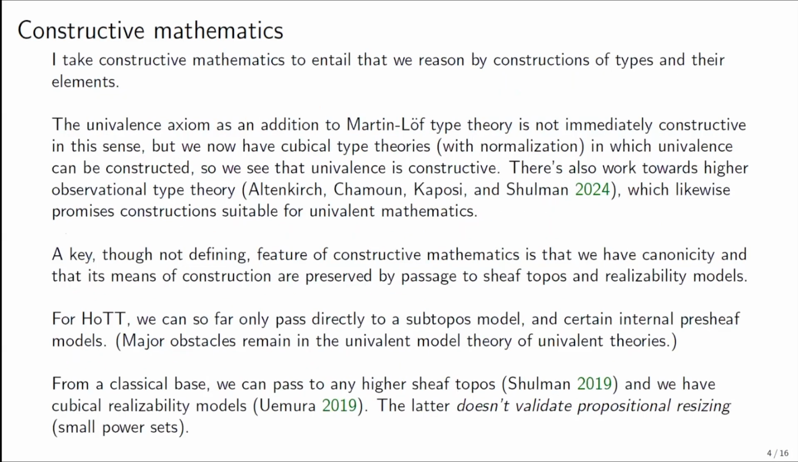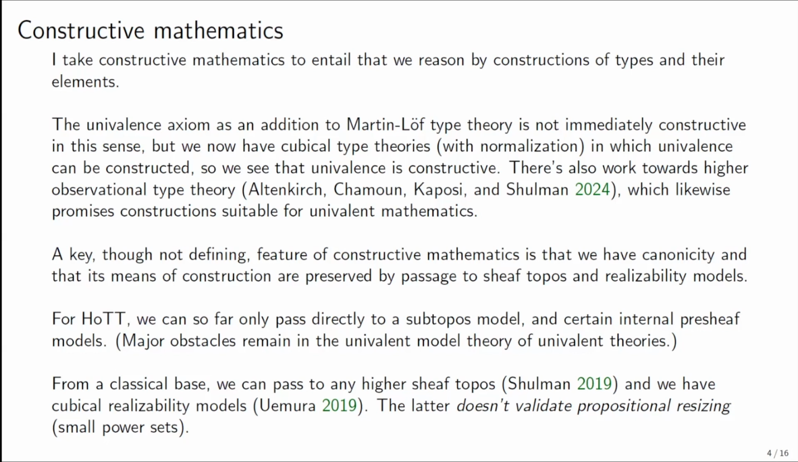Okay, so this was the univalent part of univalent constructive mathematics. So here's what I take to be constructive mathematics, which I'm a little less clear on, even though I practice it. I take it to mean most basically that we reason by constructing types and their elements. The main question, of course, is then what counts as a construction. You might think that the univalence axiom, saying that the natural map from the identity types of types to the equivalences of types is an equivalence, is not constructive because you just say, well, why would that be the case? You don't have a construction of that.